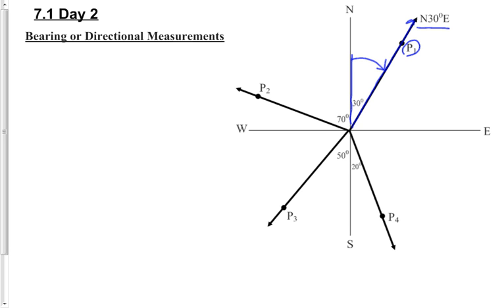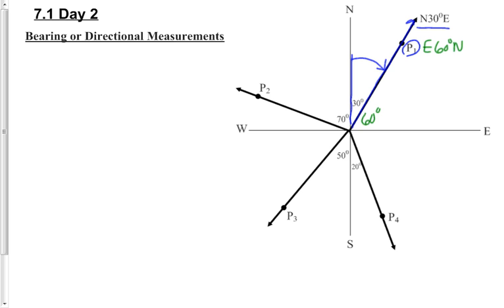Keep in mind, if that was 30 degrees, the angle on the other side of this would be 60 degrees. So we could also label that as going east 60 degrees north. Same direction, same bearing measurement.